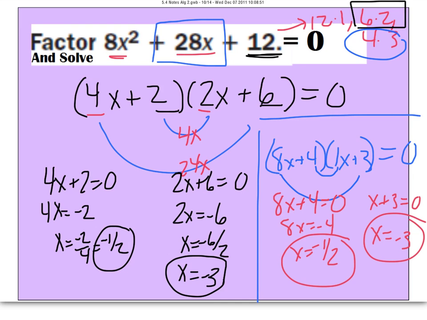So on this one, there might be multiple ways to factor it, but because we're solving, it doesn't matter which way you chose. You still will get the same solutions in the final outcome.